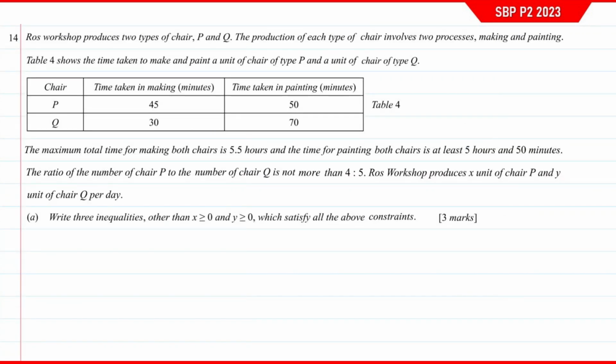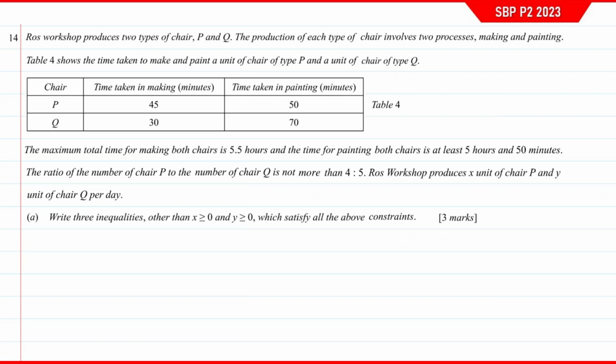Question number 14. Ross Workshop produced two types of chair, P and Q. The production of each type of chair involves two processes, making and painting. Table 4 shows the time taken to make and paint a unit of chair of type P and a unit of chair of type Q. The maximum total time for making both chairs is 5.5 hours and the time for painting both chairs is at least 5 hours and 50 minutes.